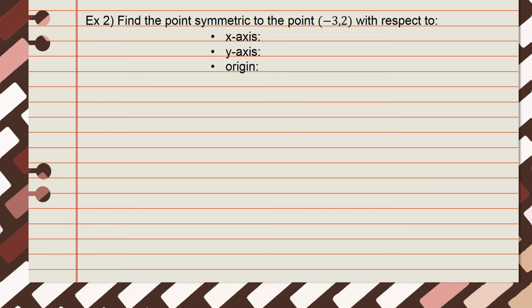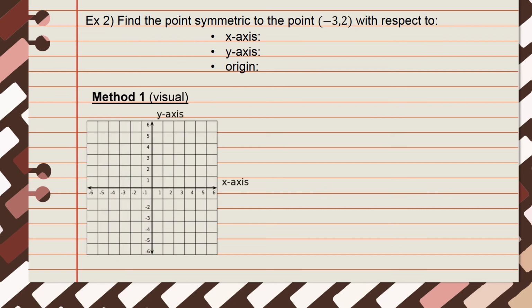Example 2, find the point symmetric to the point negative 3, 2 with respect to the x-axis, y-axis, and origin. In these types of problems, there's actually two different methods you could use. The first method is the visual representation. So the first thing is we want to see what does this actually look like.